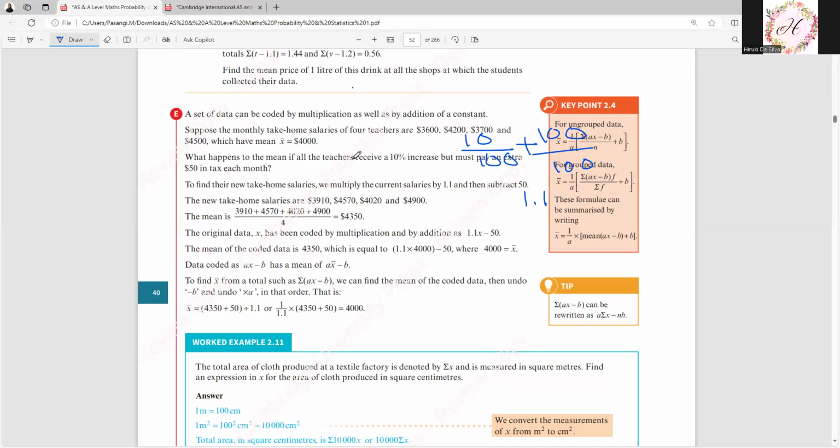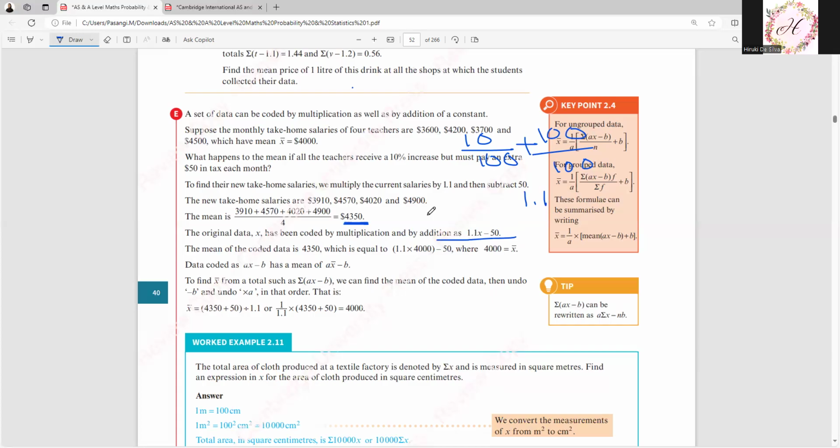Right? Now for the mean of the new salaries, we add all these four values again and divide by 4. That will become 4,350. So the original data, x, has been coded by multiplication. See the method. Originally we had these values, then we coded them into these values, 3,910, 4,570, by multiplying by 1.1 and then subtracting 50. That is the method.